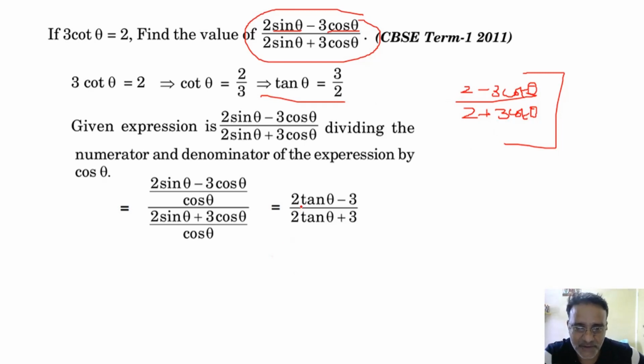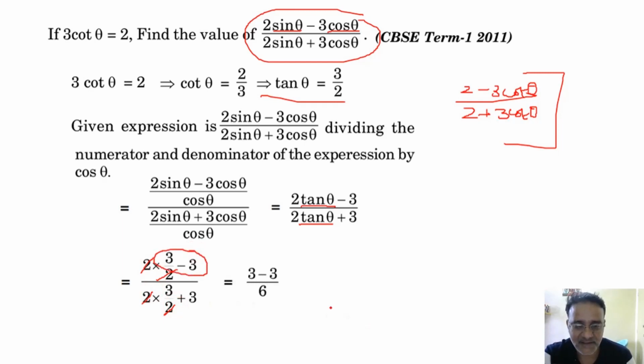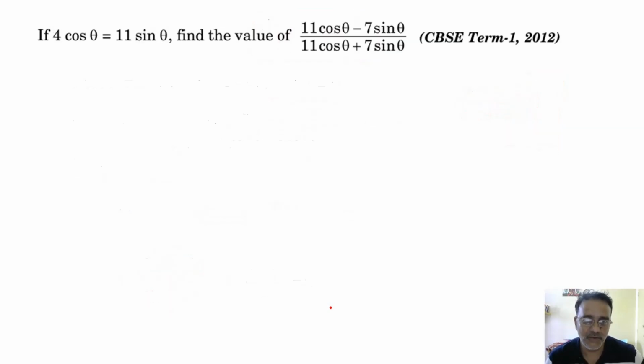Now I am going to substitute tan theta here, that is 3 by 2. So 2 into 3 by 2. This 2 cancels. And what am I going to get? 3 minus 3 upon 3 plus 3. That is 0 by 6, 0. And the final answer is 0. Any doubt here? No, sir. Okay. So now we'll move to one more question.